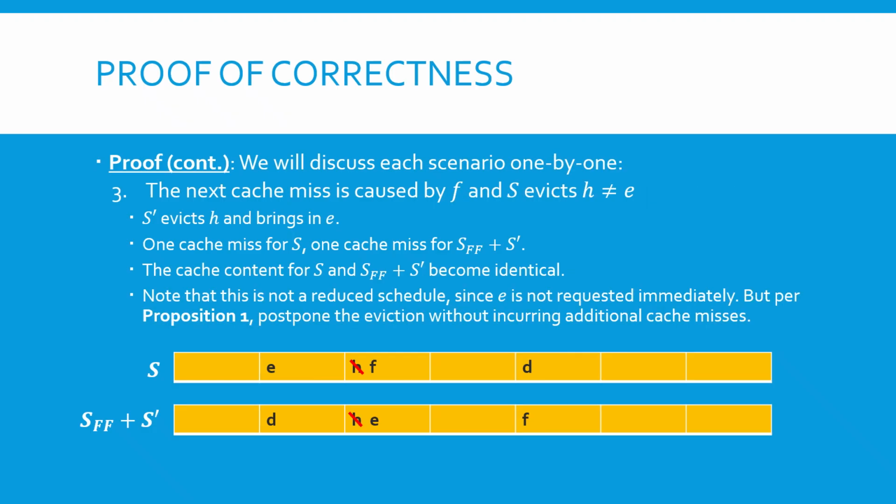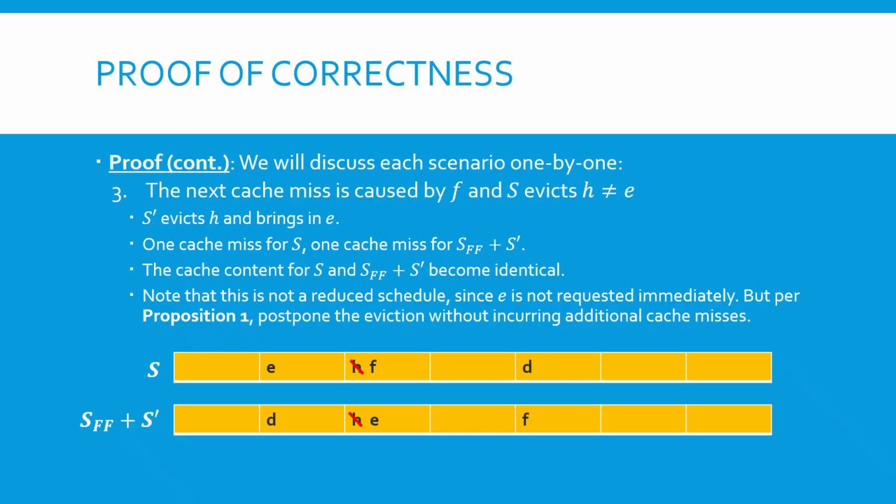Then, consider case 3, where the missed data item is F and S evicts some data H that is not E. Under S, requested F is a cache miss. Under SFF, F is already in the cache, so this request is a cache hit.